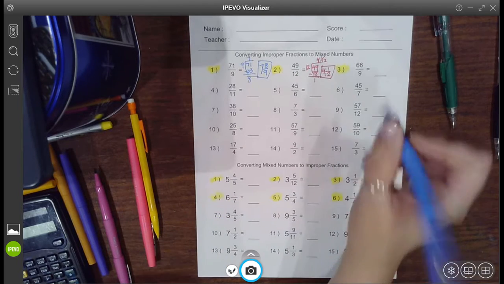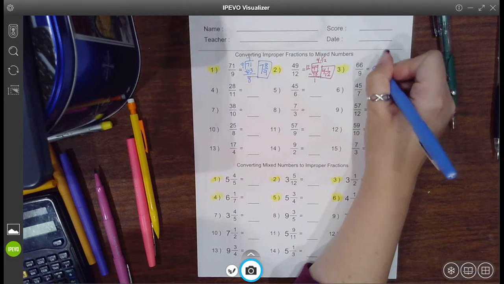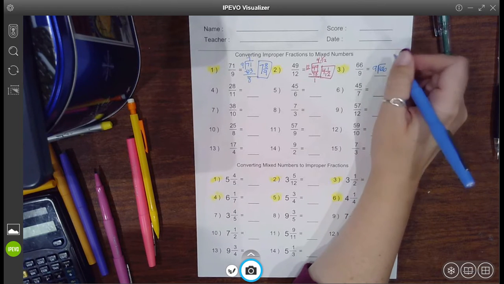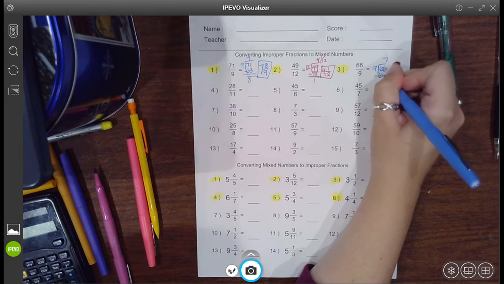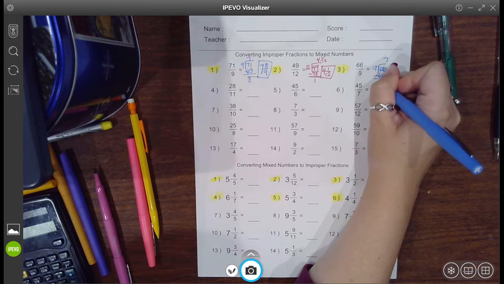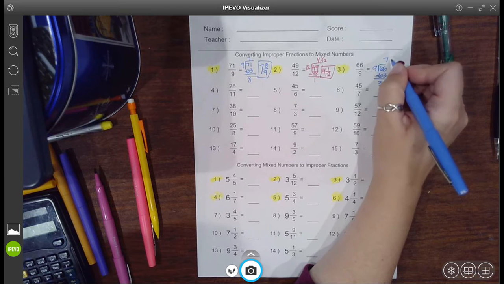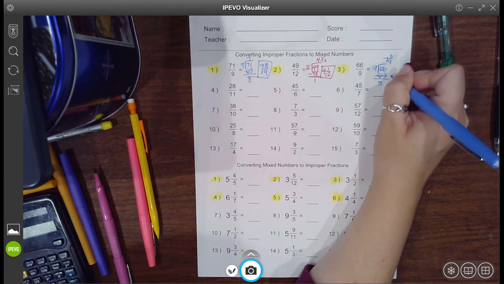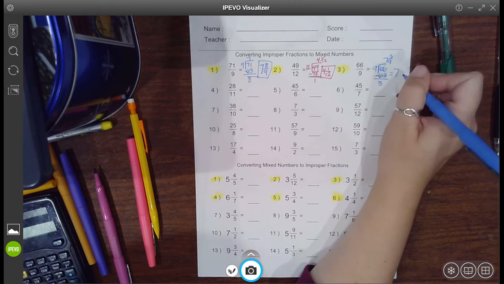Okay, my next one, 9 goes into 66 how many times? Well, 9 times 7 is 63. So when you subtract that, 66 minus 63 is 3. So I put my remainder of 3 over what I divided by, 9. Remember, you always want to leave them as fully reduced.